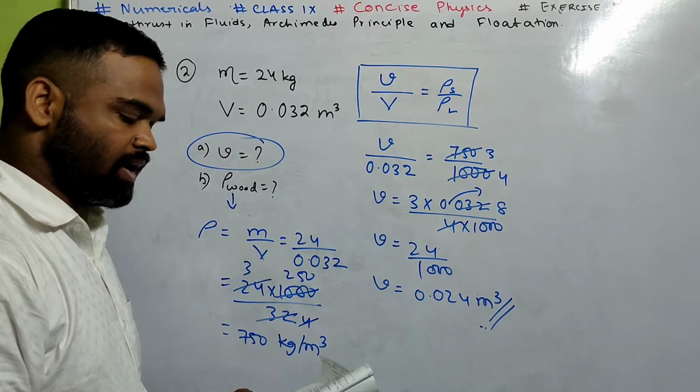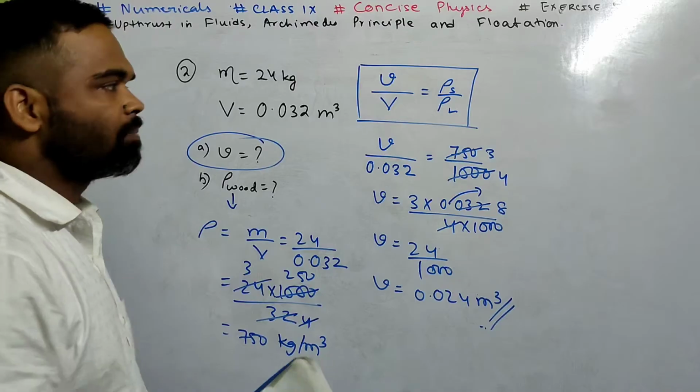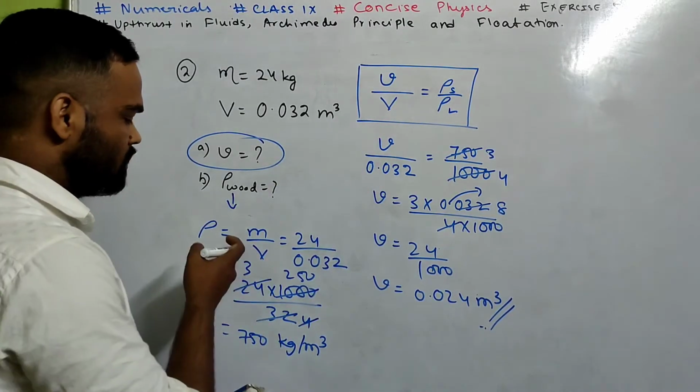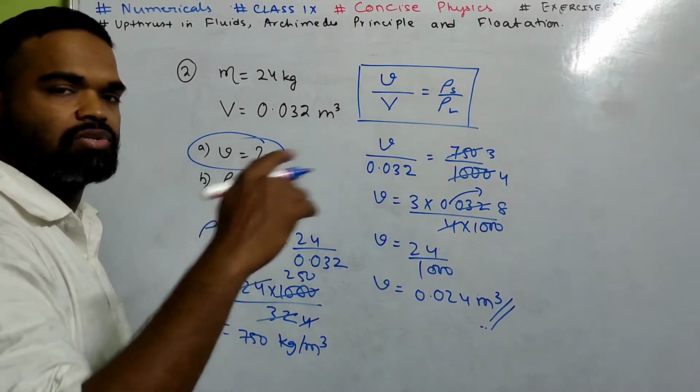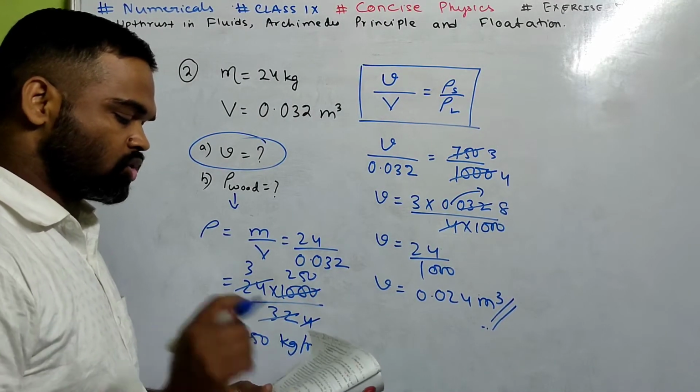Yeah, they've given the answer as 0.024 meter cube. Done. Pretty simple. We use the same relation over here, and we know this from class 7, I think. Density equals mass by volume. Now let us do number 3.